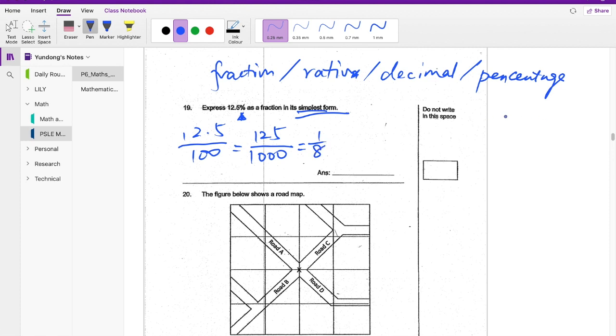Some typical ones we need to remember, for example, 25 times 4 equals 100, 125 times 8 equals 1000. Otherwise, we also can simplify. For example, we see that both are multiples of 5. We divide 5 with 25, divide 5, 200. Then it's 5 again. Divide 5 with 5, divide 5, 40. Divide 5 with 1, 80 divide 5, which is 8. So the answer is 1/8.